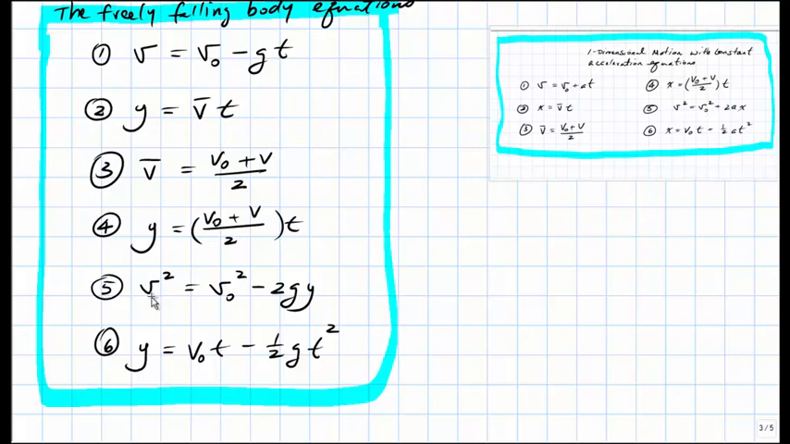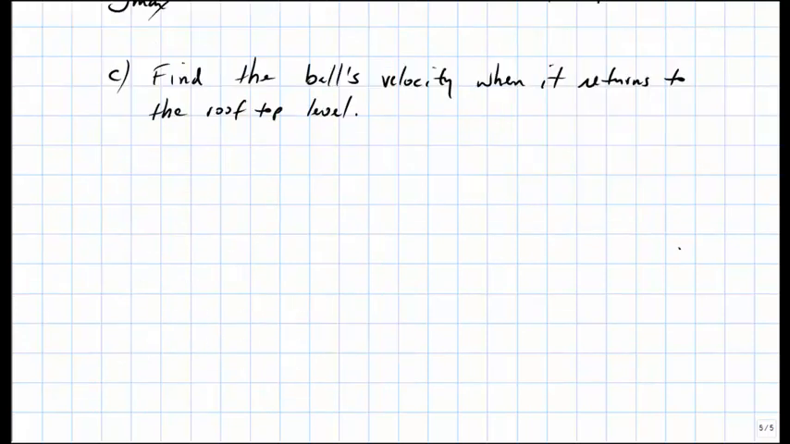Equation number 5 is interesting. Let's take a look. It has v, which is what we're looking for. We know the initial velocity. We always know the value for g, and we just established that the y-coordinate at the rooftop equals 0. This is the equation that we'll be using. So the equation is v squared equals v0 squared minus 2gy.